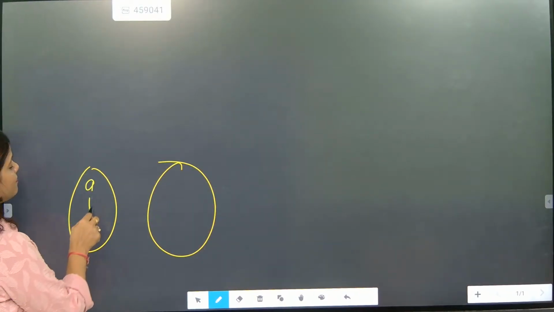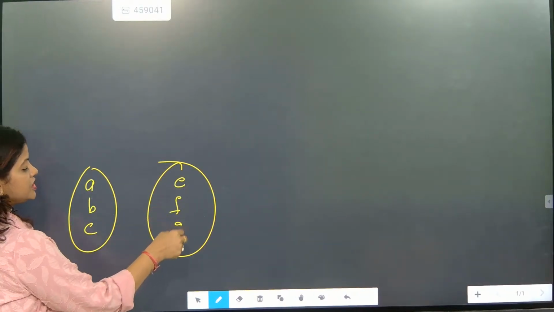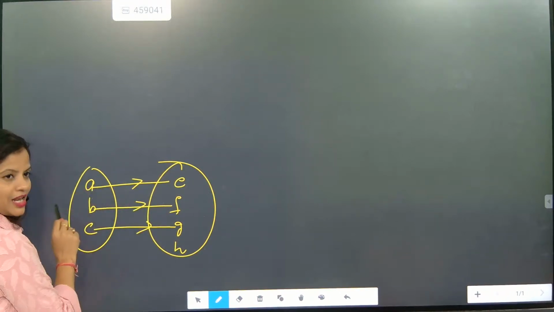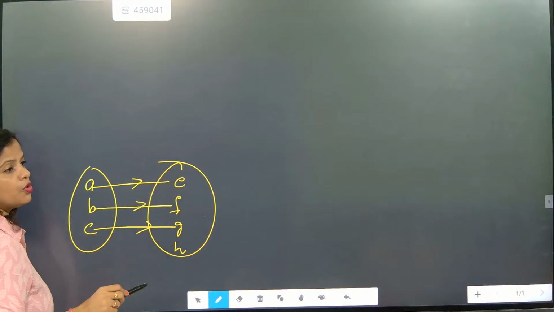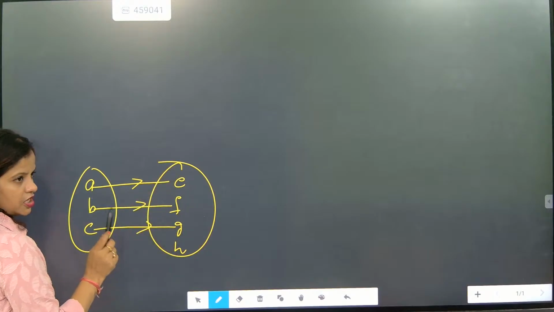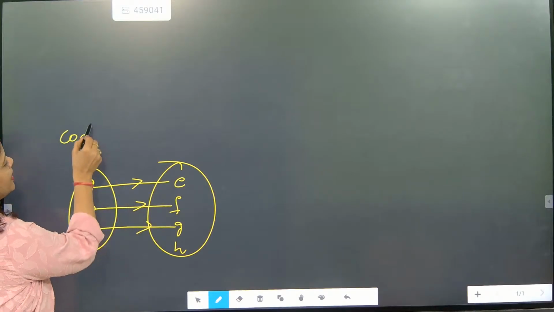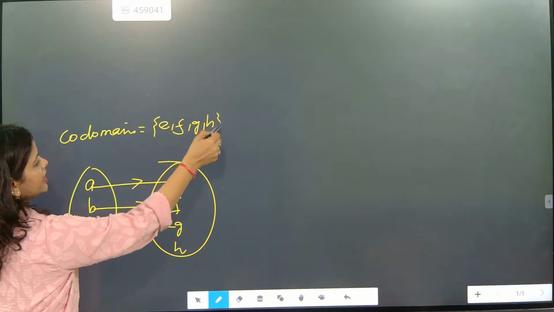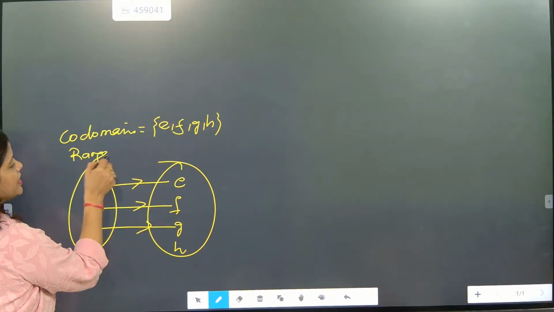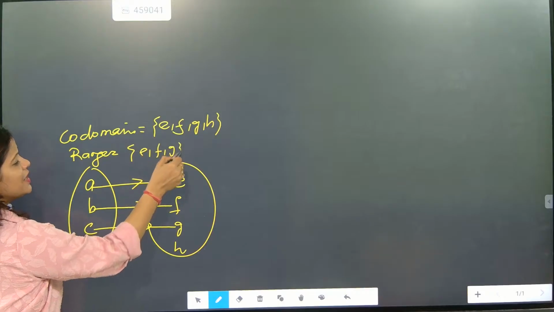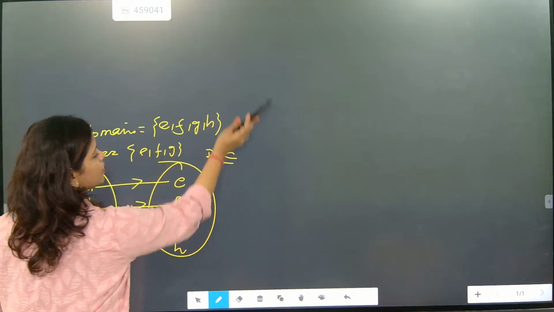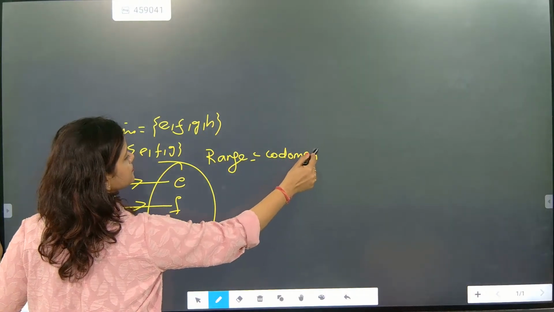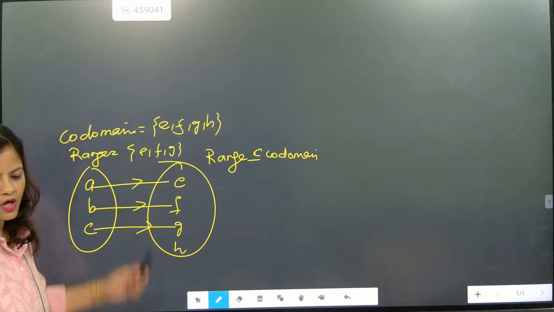Okay, now look here. A, B, C is there. E, F, G, H is there. Now you need to understand this. This is all the domain elements. This is the codomain elements. What are the codomain elements? E, F, G, H. Codomain elements are E, F, G, H. And what is range, beta? The mapped elements are the range. Range is E, F, G. That means definitely range is a subset of codomain. Range is a subset of codomain.